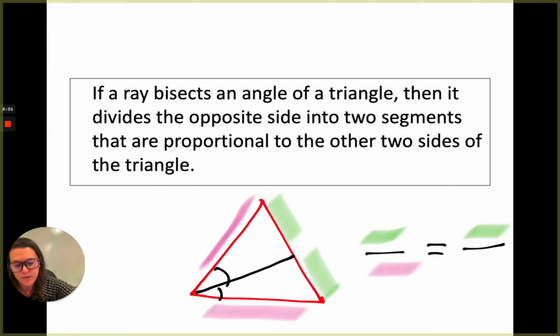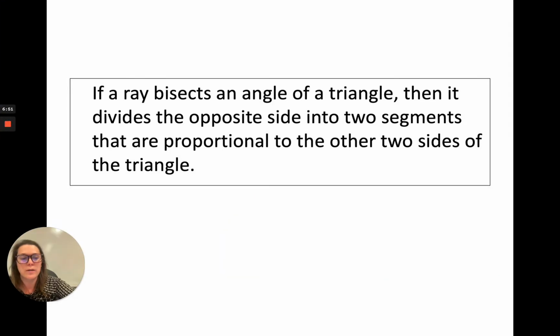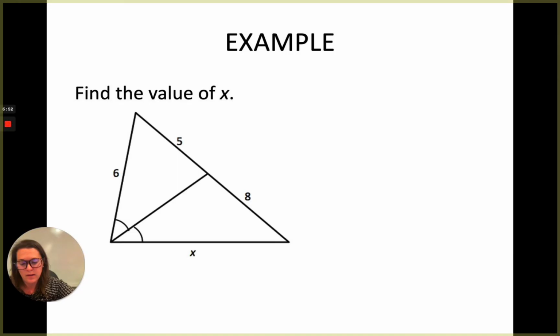Or we could do pink over green is equal to pink over green. Or we could do green over green is equal to pink over pink. Either combo works. So let's go ahead and find the value of x here. So here are your proportional sides. So here are my pinks. Here are my greens. Let's make a fraction.